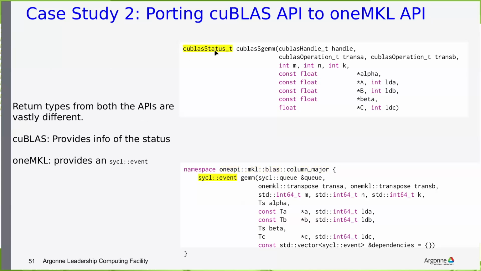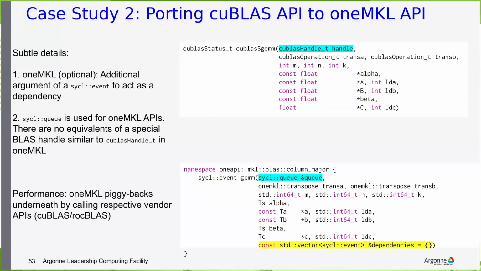So you have return types. You have cuBLAS status, which tells you the error handling. On the other hand, you have an event, which tells us whether the particular task is complete or not. So again, these are just differences in how the APIs look. You can chain dependencies by passing events to these APIs. So these are from oneMKL. oneMKL SYCL APIs also take dependencies like a standard SYCL API.